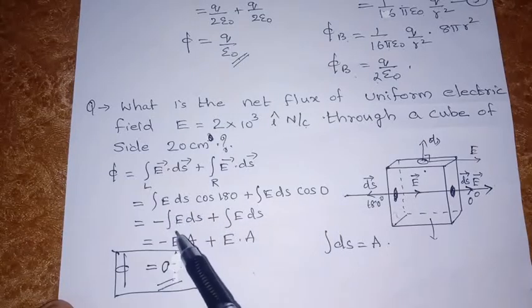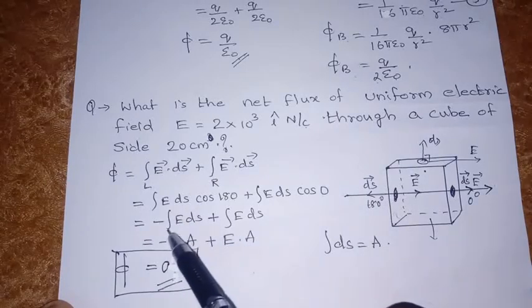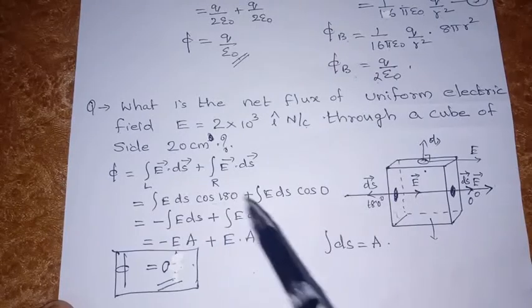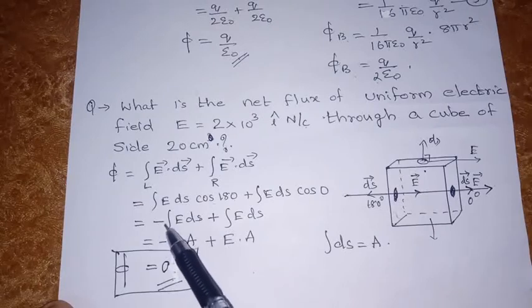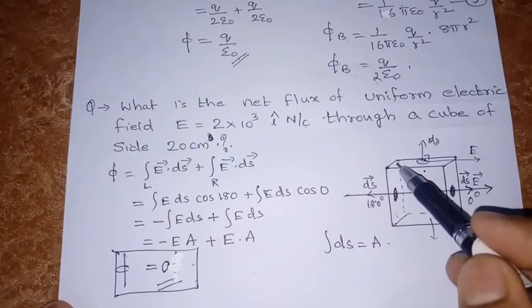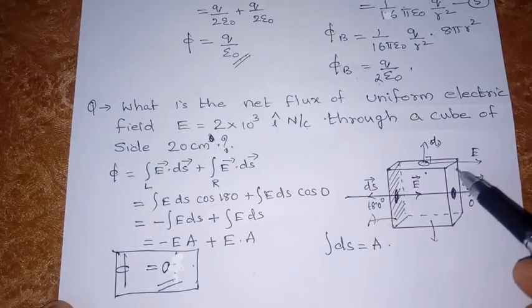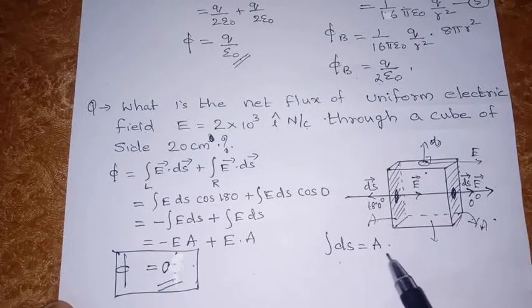Since it is uniform electric field, E can be taken out. You can write minus integral E dS, because cos of 180 is minus 1. Here it will be integral E dS. E can be taken out. Minus E into integral dS plus E into integral dS. Integral dS is nothing but area of this particular plane. Let it be A, as well as area of this particular plane. Let it be A. So integral dS is equal to A. Therefore it will be minus EA plus EA. Phi is equal to 0.